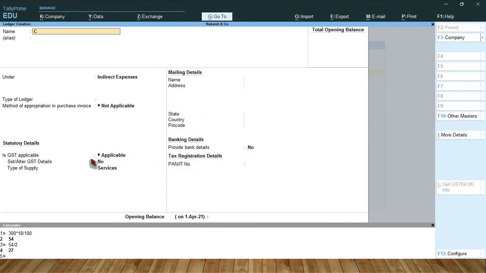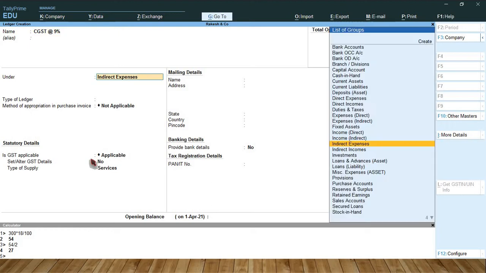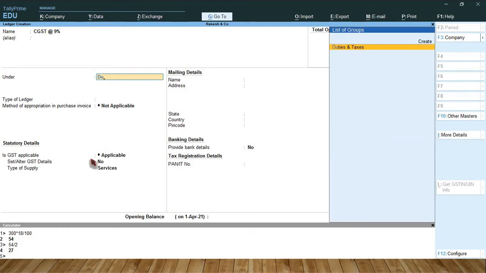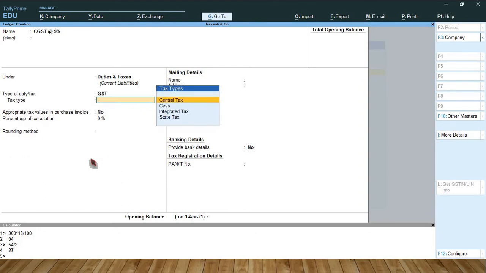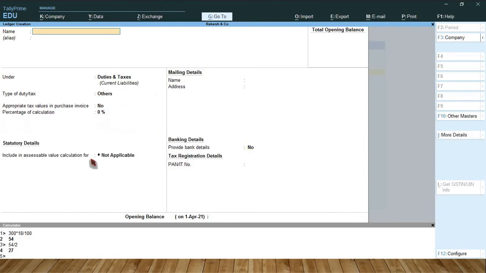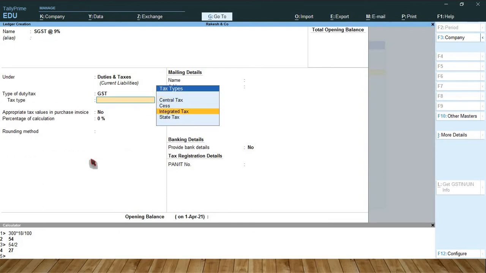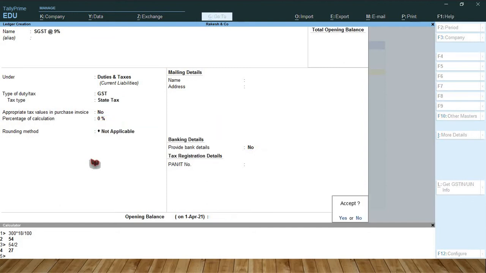So next, CGST at 9%. These are tax ledgers. Under duties and taxes, type of duty/tax, select GST, tax type central tax. So next, SGST at 9%. Under duties and taxes, type of duty/tax, select GST, tax type select state tax, accept.